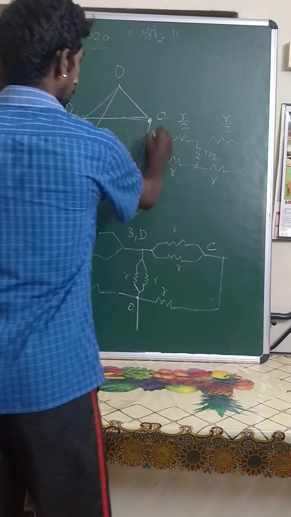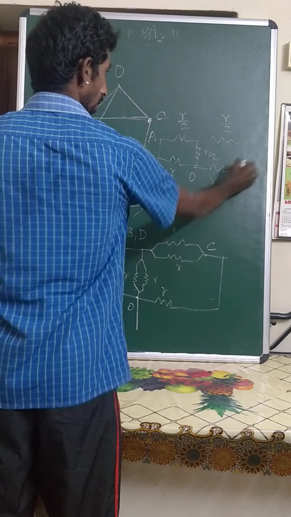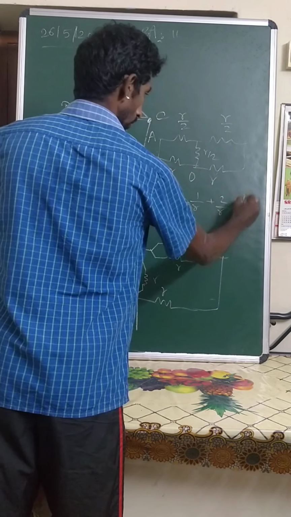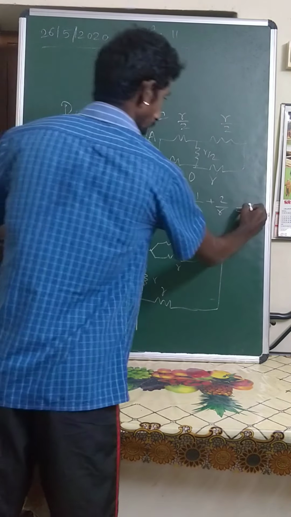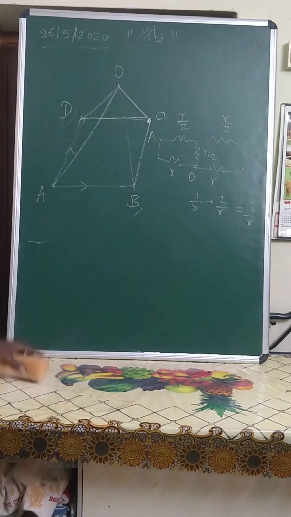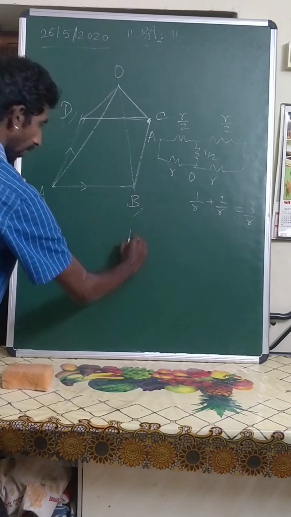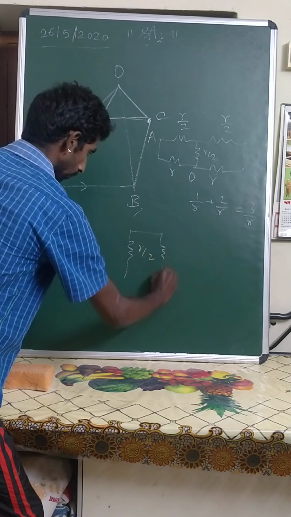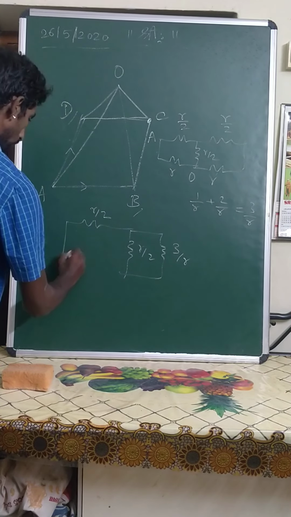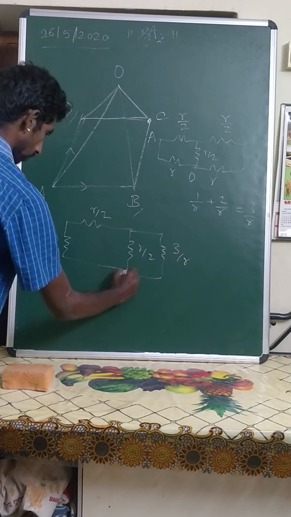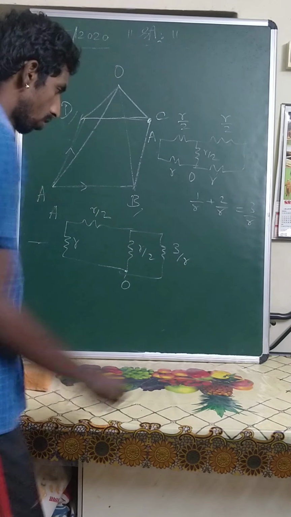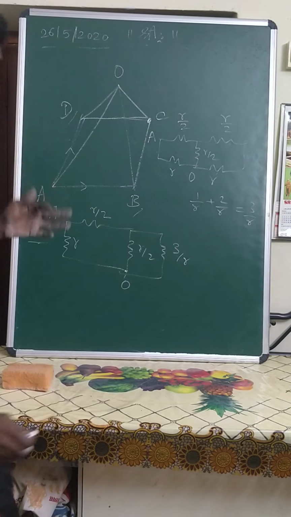And we can see between the points A and O, R by 2, these two are in parallel. So 1 by R plus 2 by R. On adding this, we are getting 3 by R. So the value is 3 by R. So that is connected to R by 2. R by 2, we can connect simply like this. Point O, point E, this is R. So 3 by R by 2, they are also in parallel.